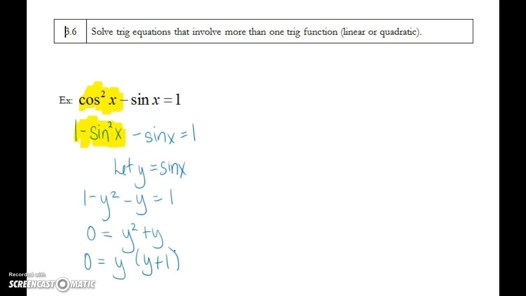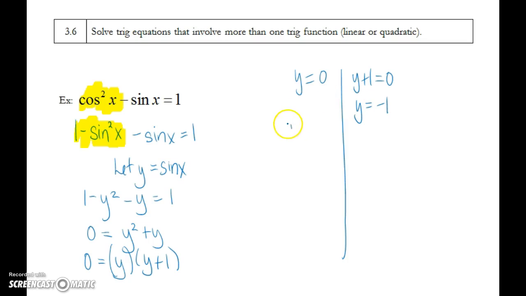Think about it as reverse distributing, right? If you distributed the y back in here, you get y squared plus y. All right, so now we have two factors. We're going to set each of them equal to 0. So y equals 0 and y plus 1 equals 0. And that makes y equal to negative 1. Keep in mind though that y is equal to sine x. So let's put the trig back into our equation and replace y with sine x. We get sine x equals 0 and sine x equals negative 1.